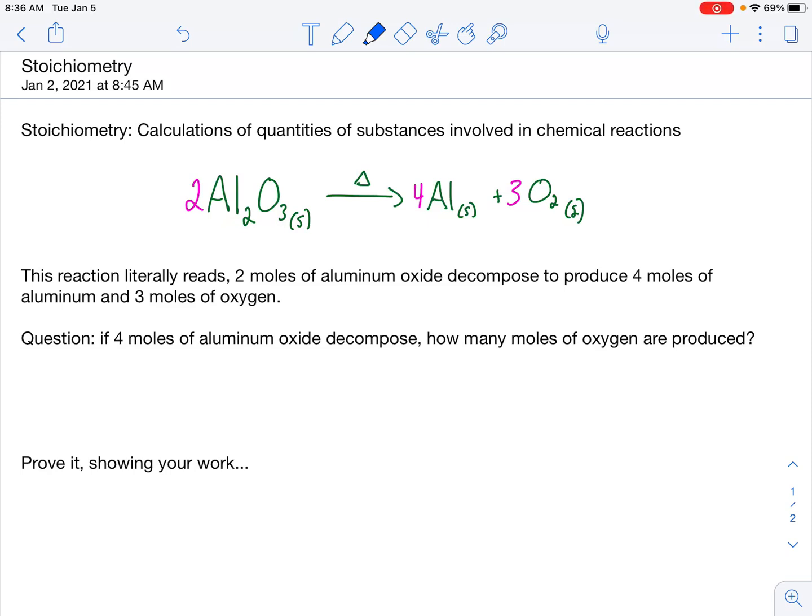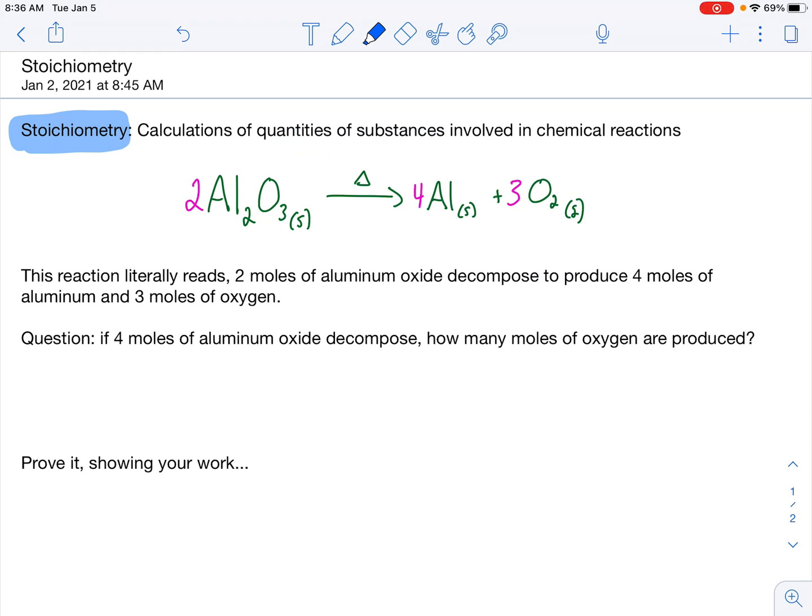All right, you crazy kids, here's your lecture on stoichiometry. Now, stoichiometry looks like a big scary word, but it shouldn't be, because in chemistry we use stoich all the time. Calculations of quantities of substances involved in chemical reactions. Here we see a chemical reaction. This should look pretty familiar to you at this point in time.